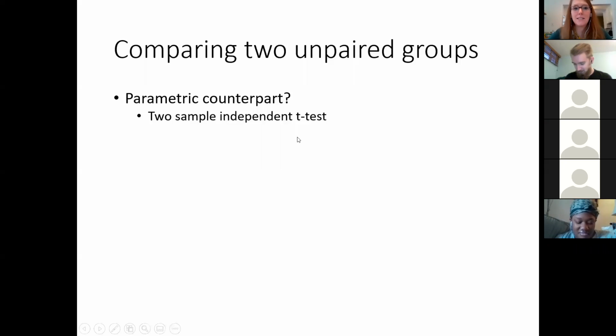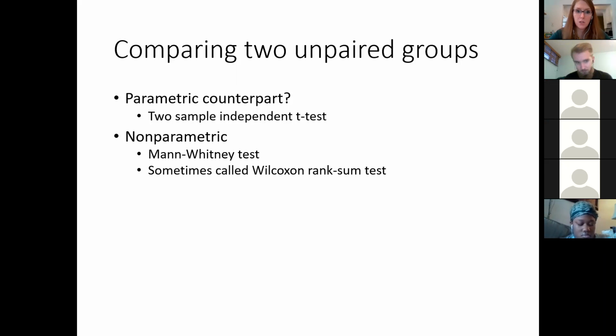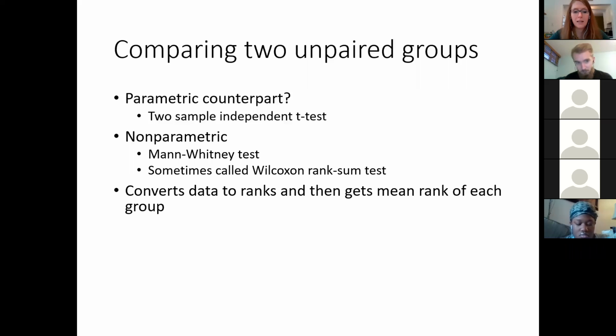So right, that's the two sample independent t-test or student's t-test or unpaired t-test. The non-parametric counterpart is called the Mann-Whitney test, and this is doing exactly the same thing except that it converts them to ranks first. So it's sometimes called the Wilcoxon rank sum test. It kind of has these two names. It converts the data to ranks and then gets the mean rank of each group.